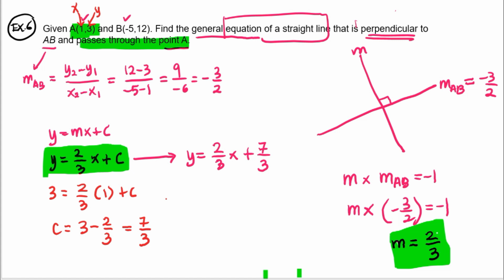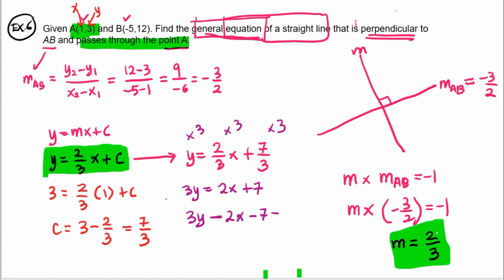But this is the slope-intercept form of the straight line. We need to find the general form of the straight line. So how? We need to multiply everything with 3. So we'll get something like 3y equal to 2x plus 7. So you need to equate this to 0. So you have 3y, you bring 2x to the left side, therefore you have 3y minus 2x minus 7 equal to 0. So this is the general form of the straight line equation.